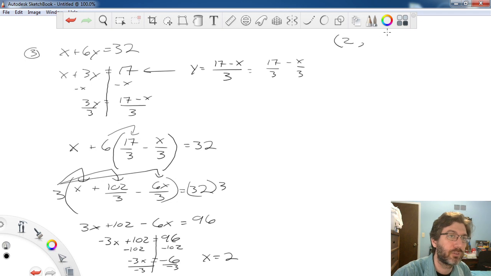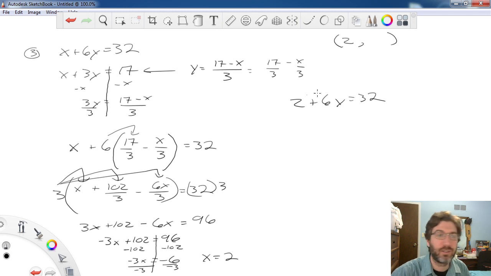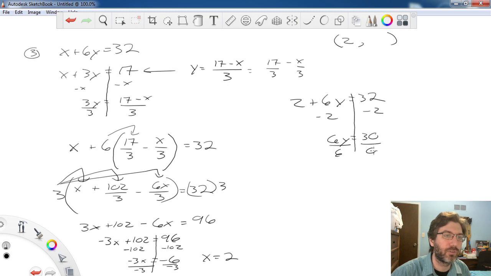So 2 is our first one, and we need to figure out y. So pick one to go into. Let's pick the first one, I guess. x is 2 plus 6y equals 32. You got it from there? I'm going to finish it, but if you want to go ahead. I'll just finish it for the record. I'm going to then subtract 2, you get 6y equals 30. Divide by 6, divide by 6, y equals 5. So you get 2, 5 is your answer.